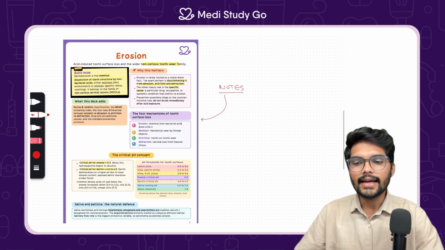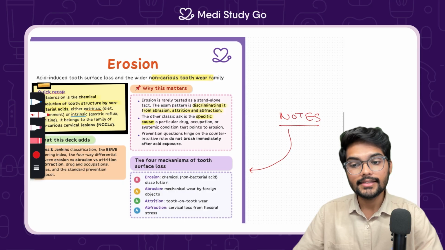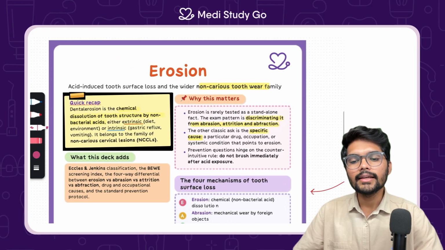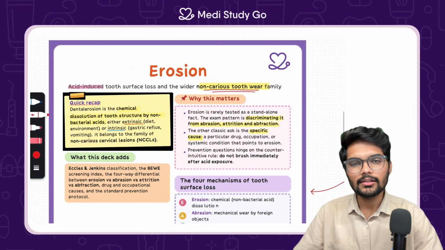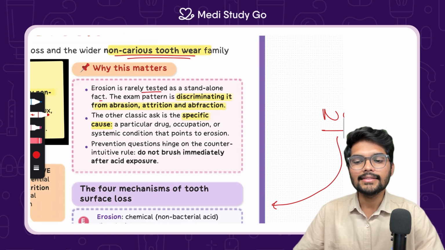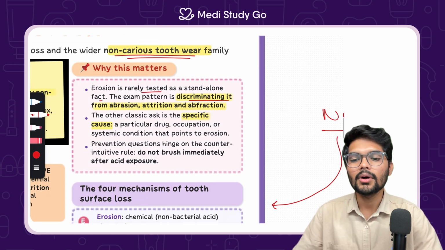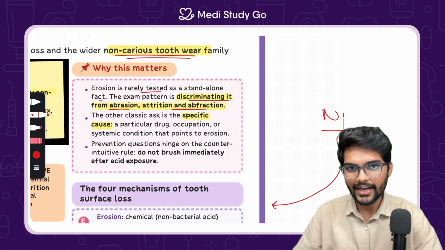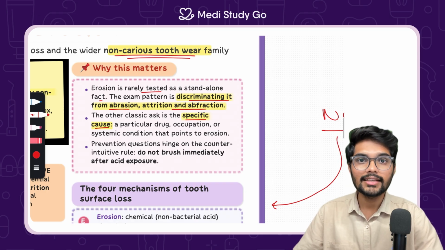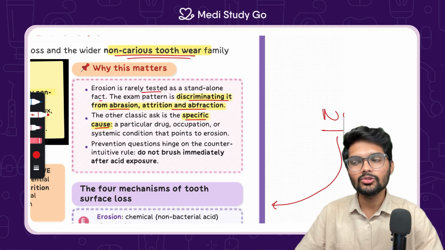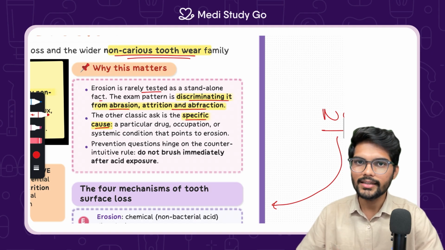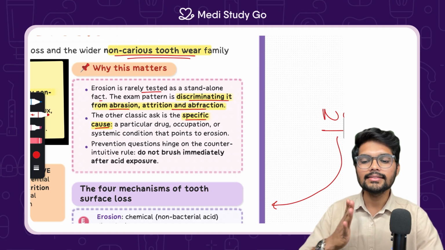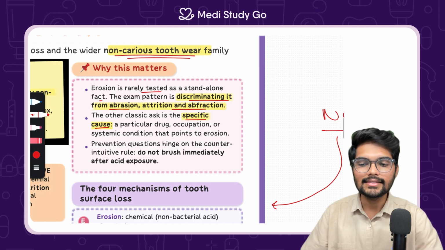So let us understand why erosion really matters. Erosion is rarely tested as a standalone fact. The exam pattern is discriminating it from abrasion, attrition, and abfraction. A lot of students, including me back in the day, used to get confused between all of these non-carious lesions. So it is important that we understand the difference between these four NCCLs.